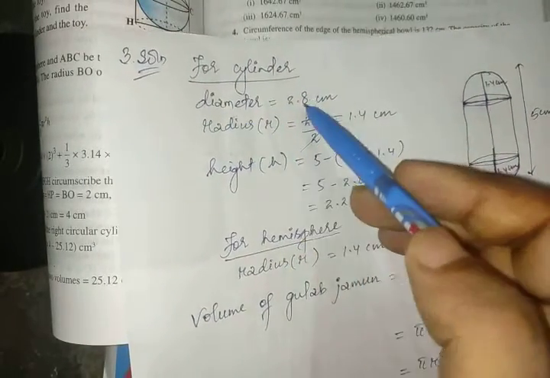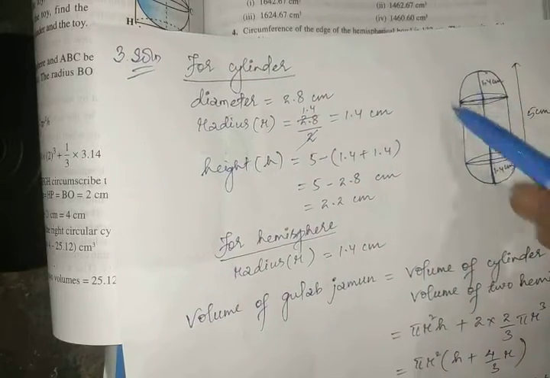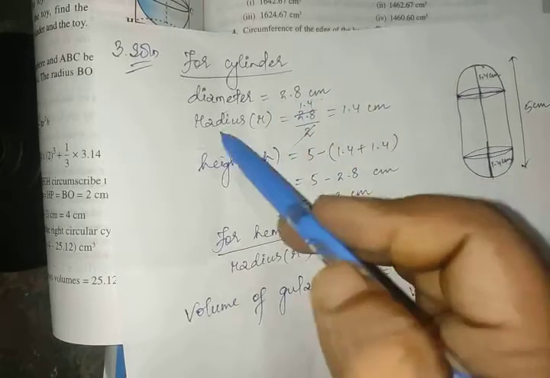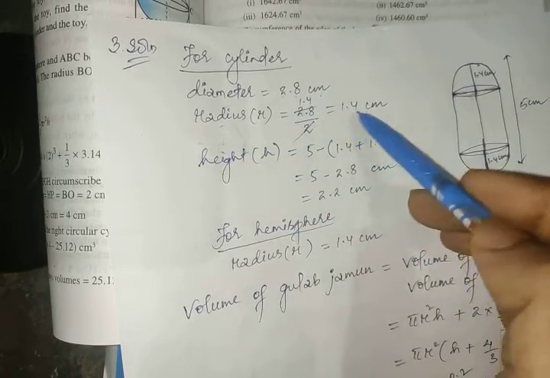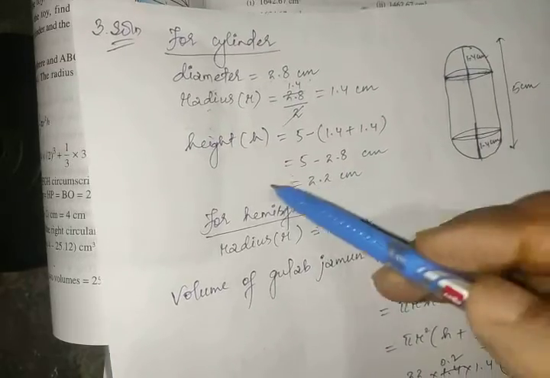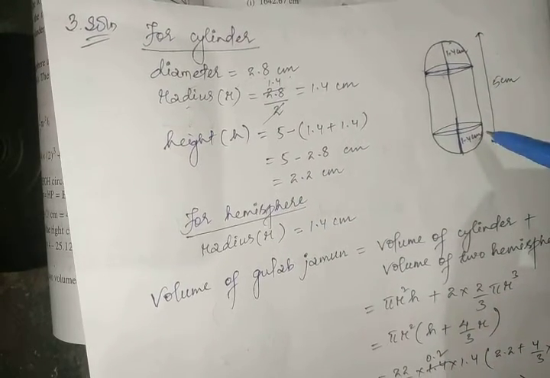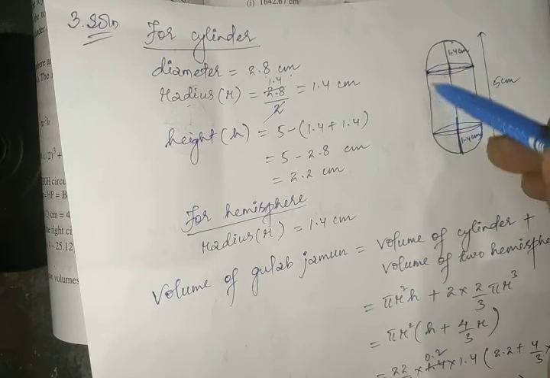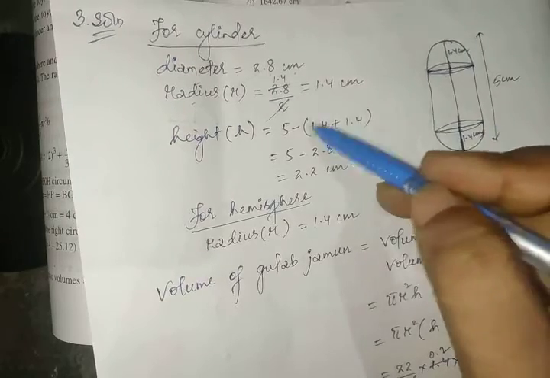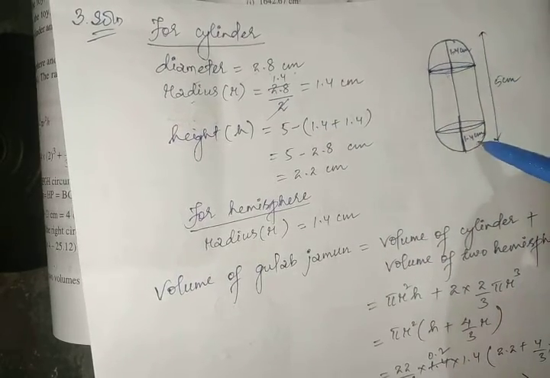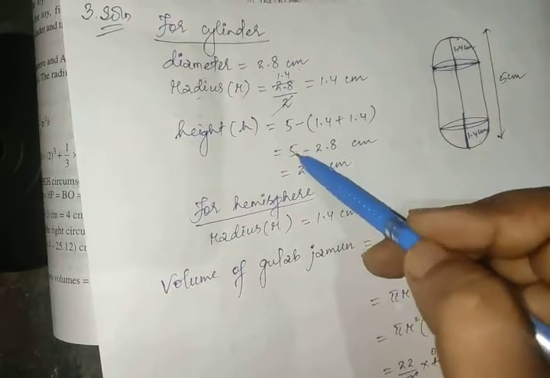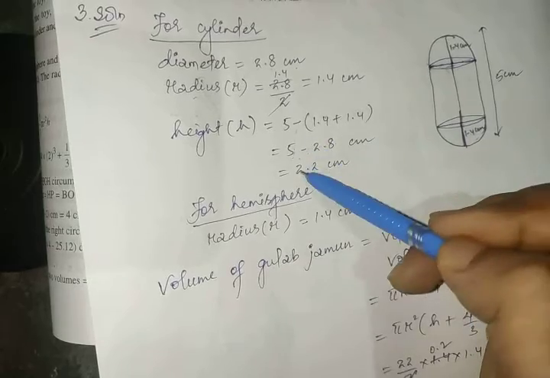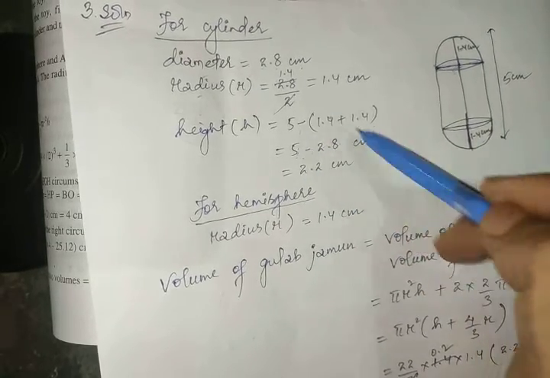For the cylinder, diameter is given as 2.8, common for both the cylinder as well as the hemisphere. So diameter is 2.8 centimeter, and radius will be half of 2.8, that is 1.4 centimeter. Now the height of the cylinder. See, total length is given 5 centimeter. We have to find the height of the cylindrical part only, so we'll subtract this part. So 5 minus 1.4 plus 1.4. 1.4 plus 1.4 is 2.8. So 5 minus 2.8 is 2.2 centimeters. So we got the height of the cylinder also.